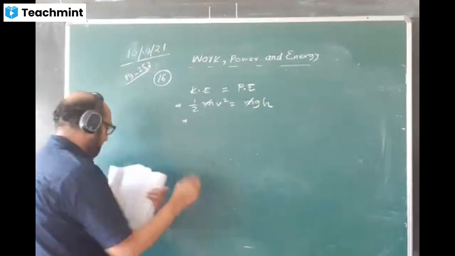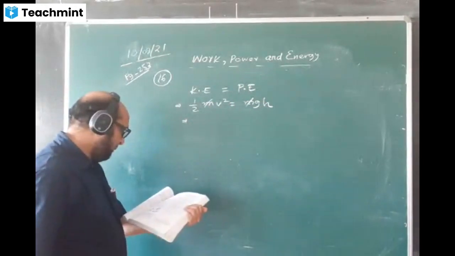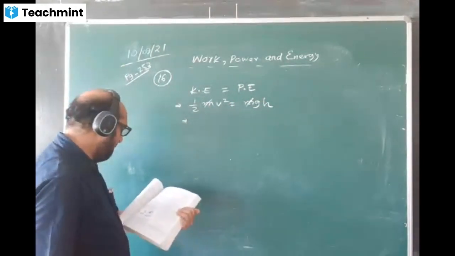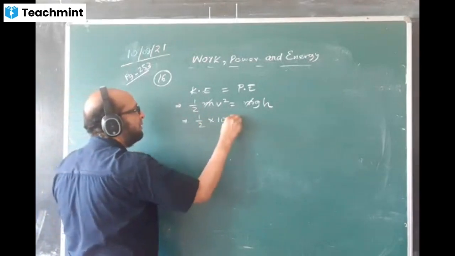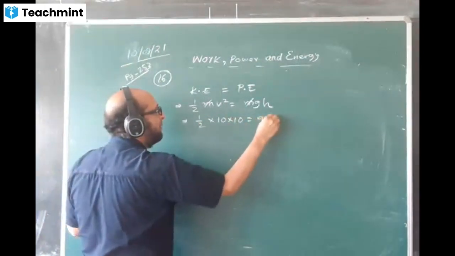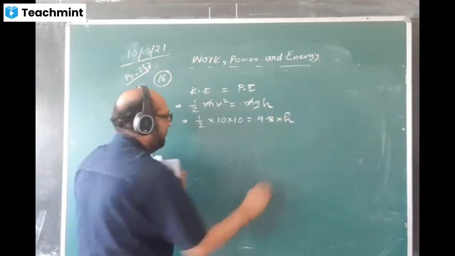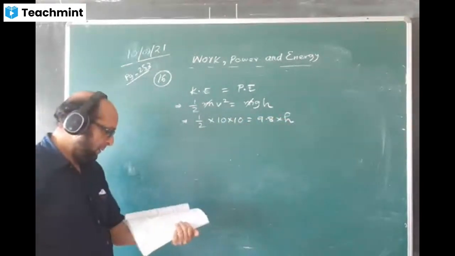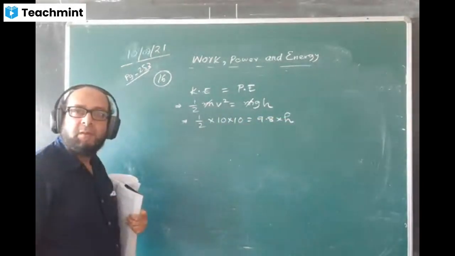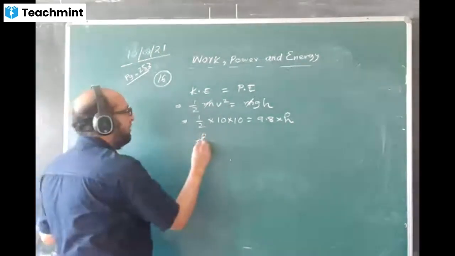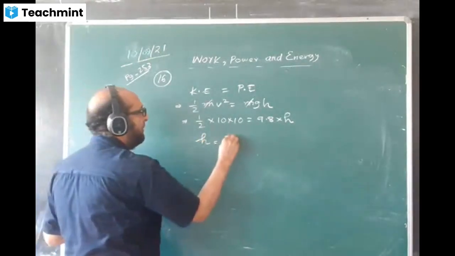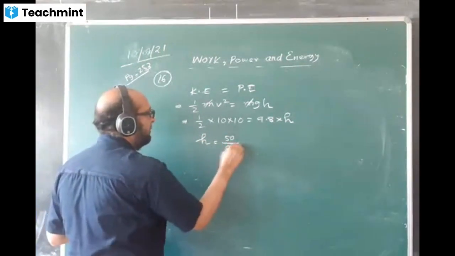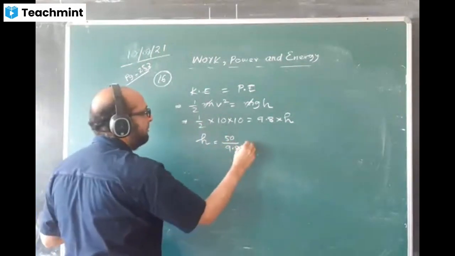Now find the value. They're asking to find the maximum height it can reach, right? Half, velocity is given 10, correct? 10 squared. G value is given 9.8, into height, which is unknown. Find out. What is the value of h? 50 divided by 9.8 meter.